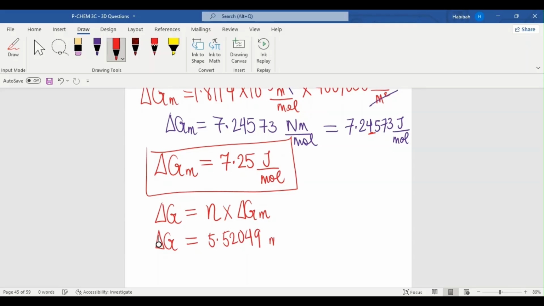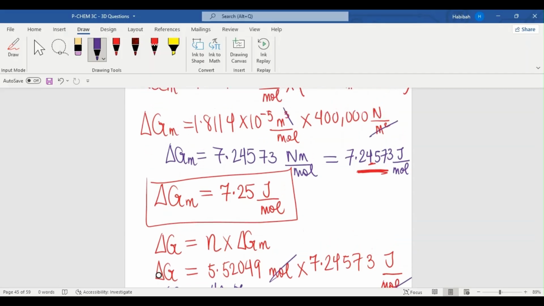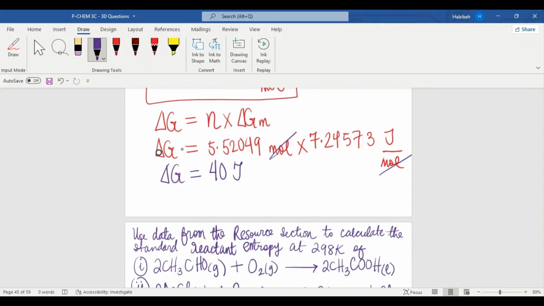5.52049 mole times, we're going to use the raw value. I'm not going to use the approximated value. The raw value is the way to go in chemistry. So times 7.24573 joule per mole. Cancel out the mole. 5.52049 times 7.24573. So the change in G is going to be simply 40 joules. And this is basically the answer to this question. Basically, exactly 40 joules.